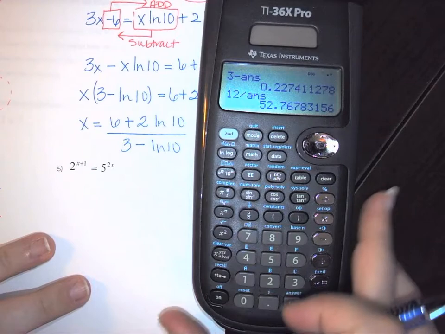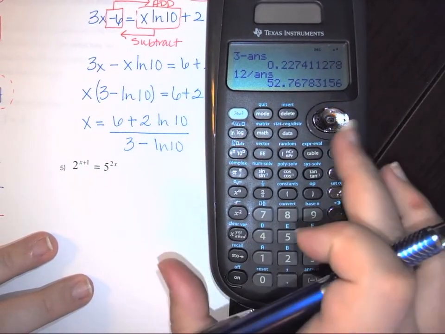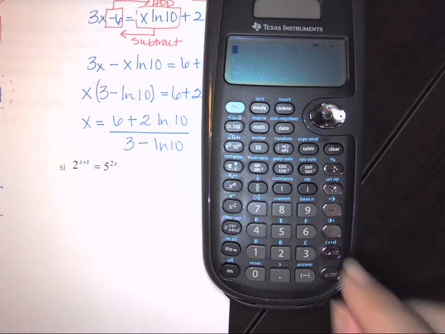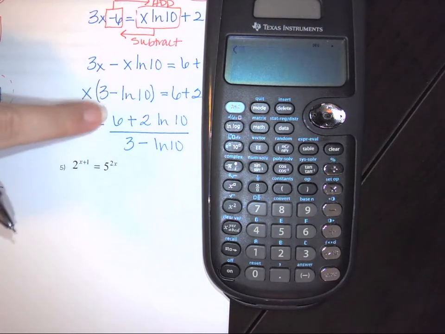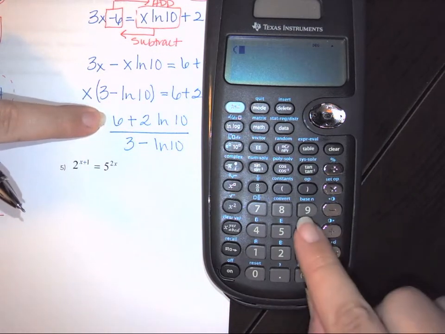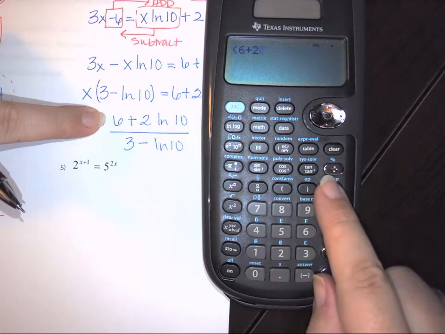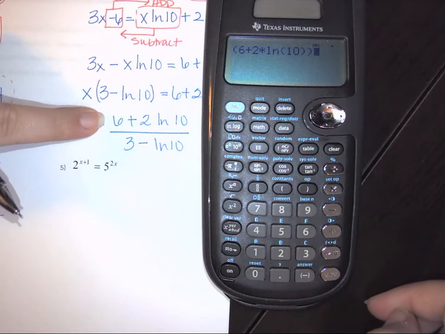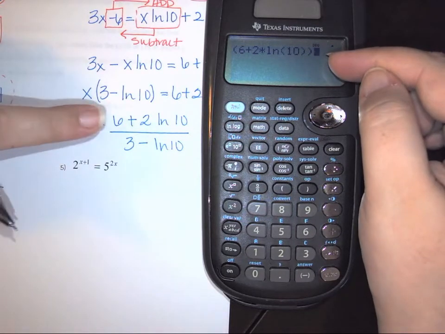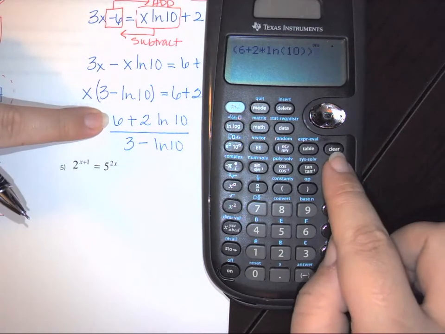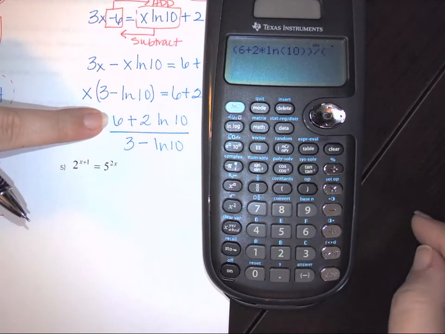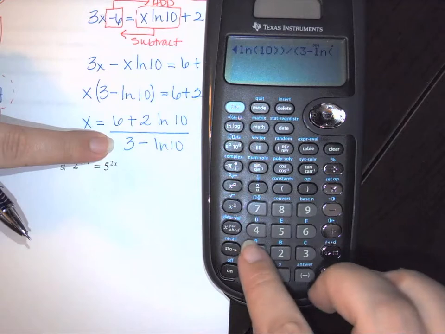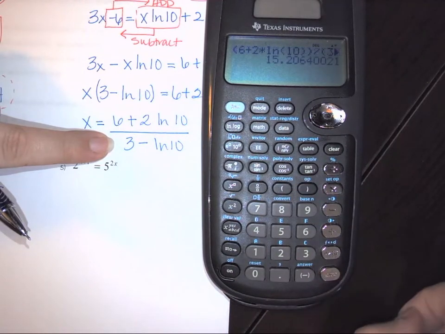So here, one way that you could do it, which I see a lot of students doing, is we like to enter everything in at once. So to do that, I'll show you how. First, you got to open with a parenthesis, and we got to work with what's just on top. So this becomes 6 plus 2 times my natural log of 10, and close it. So essentially what you want to do is make your calculator look like your numerator. You need to input your division, open a new parentheses, and now we're going to do the bottom. 3 minus my natural log of 10, close the parentheses, and hit enter.